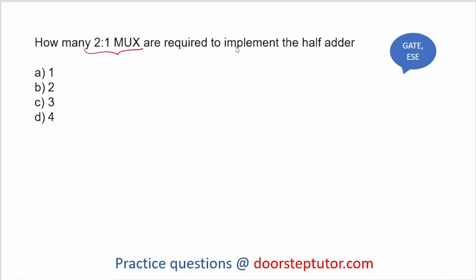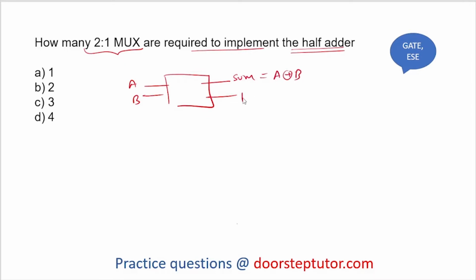Many 2x1 muxes are required to implement the half adder. So we know in case of half adder we have two inputs A and B and two outputs, that is sum given as A XOR B and carry that is equal to A dot B. So let us implement this. To implement the half adder we have to implement one XOR gate and one AND gate.